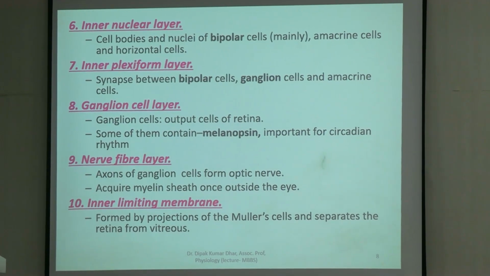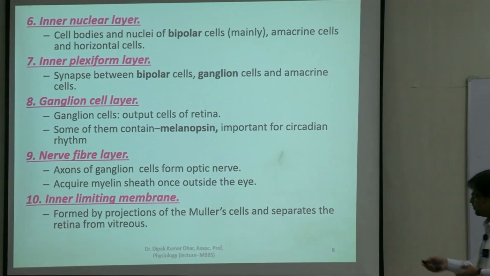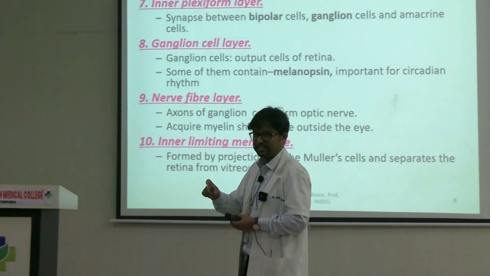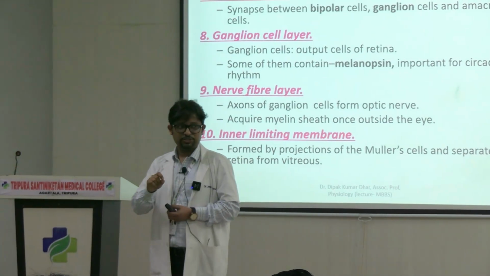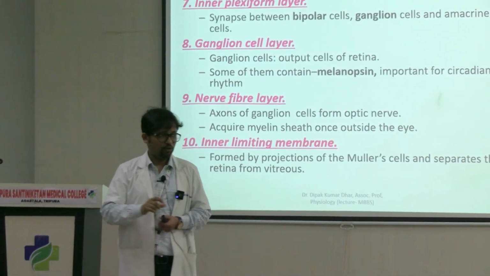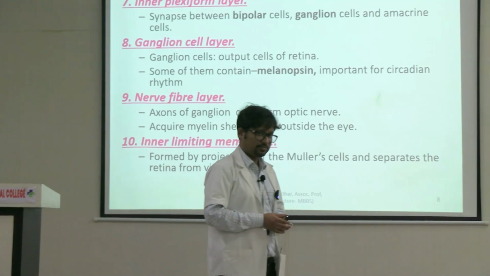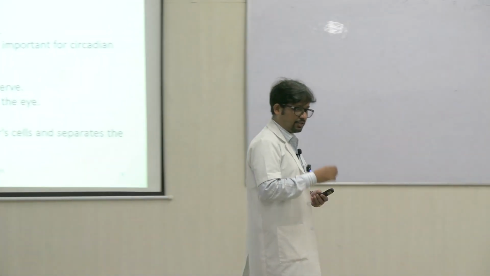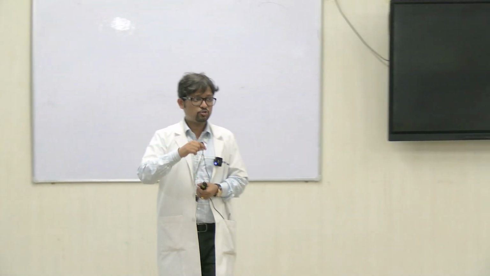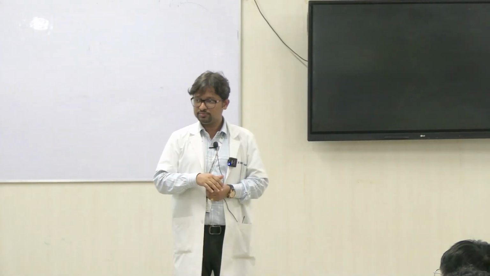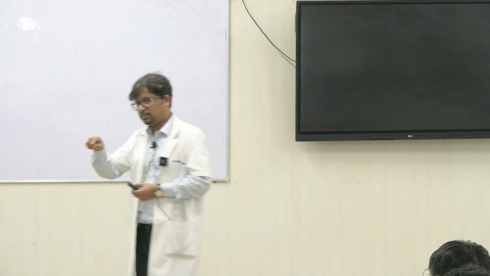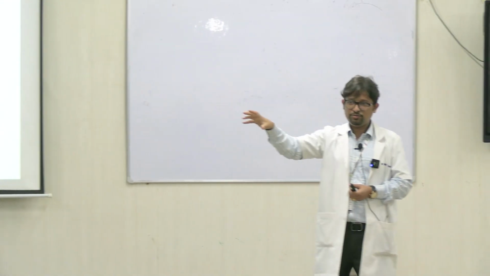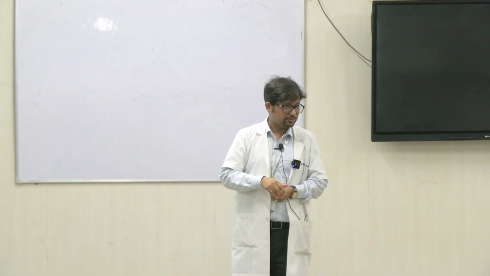Now from here, one small subset of ganglion cells have a pigment called melanopsin, and this small subset of ganglion cells which contain melanopsin form the retinohypothalamic tract, which is important for circadian regulation. So the retinohypothalamic tract goes from the retina to the suprachiasmatic nucleus of the hypothalamus, from where it reaches the pineal gland for secretion of melatonin. So this we have discussed while talking about the hypothalamus.